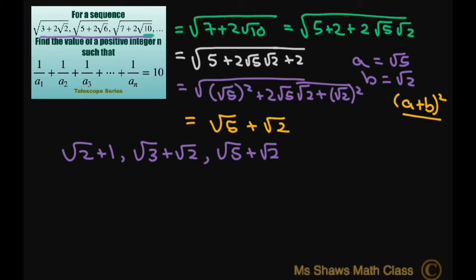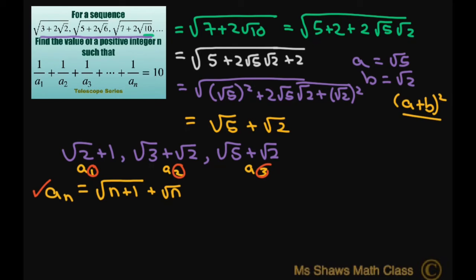Now that means we're going to look for a sub n, and that's going to be the square root of n plus 1 plus the square root of n, if this is a sub 1, a sub 2, a sub 3. If you substitute in these index numbers here, this formula works, and this is for n greater than or equal to 1. Now we have this formula.